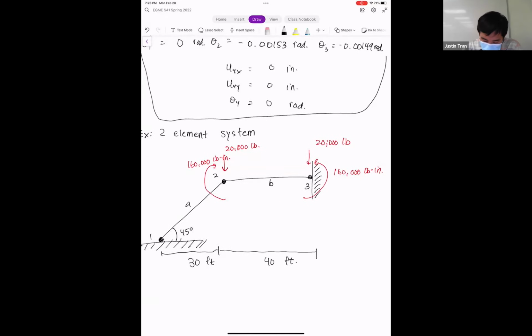So let me give you the material properties. They're going to be shared by both elements. We have the Young's modulus, which is 30 times 10 to the 6 psi. A here is 100 inch square. And then I here is 1,000 inch to the 4th.